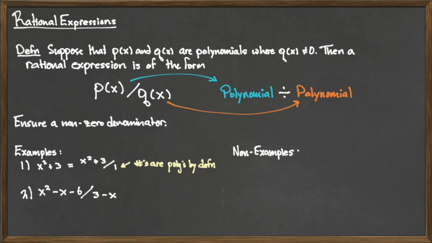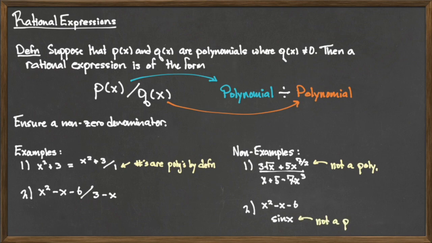Now let's look at some non-examples. The numerator of this first example has a square root of x and x raised to the 7/2, making it not a polynomial. The second one has sine of x in the denominator, also not a polynomial. So these are two fraction expressions, but they are not rational expressions. Again, the numerator and denominator have to both be polynomials to earn the word rational.